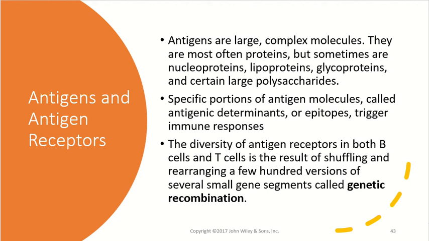The diversity of antigen receptors in both B and T cells is going to be the result of shuffling and rearranging a few hundred versions of several small gene segments in a process called genetic recombination that we get through mitotic cell division.